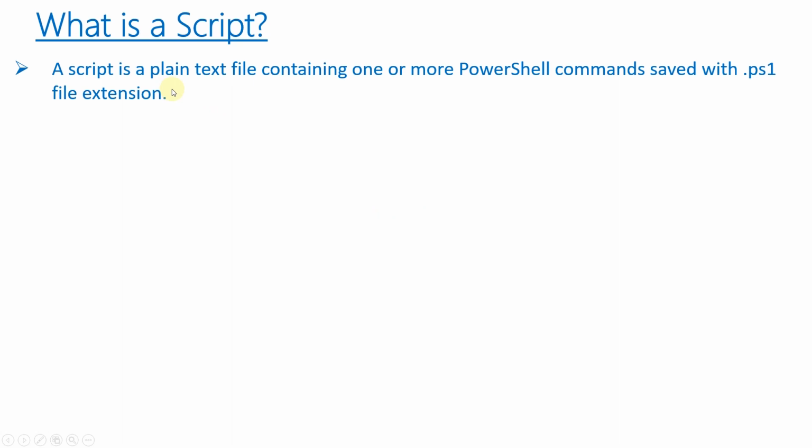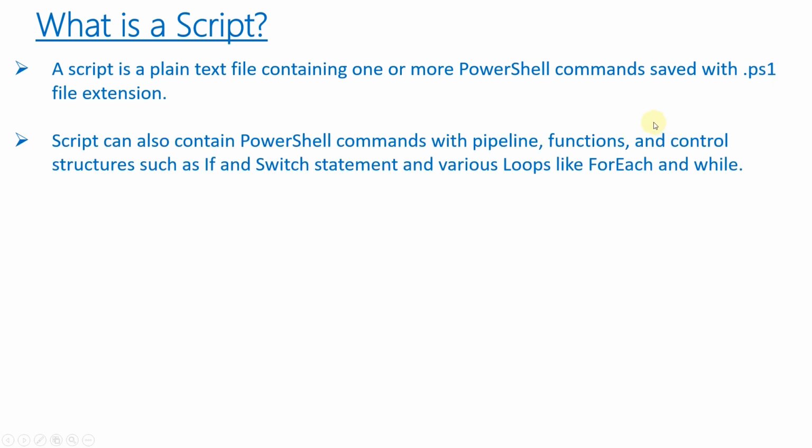A script is nothing but a plain text file which contains one or more PowerShell commands, and this text file is saved with the .ps1 file extension. A PowerShell script can also contain PowerShell commands with a pipeline. It can also contain functions and control structures like if else conditions, switch statements, and various loops like foreach loop, for loop, while loop, do while, etc.